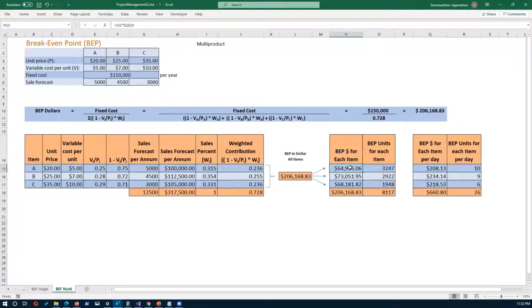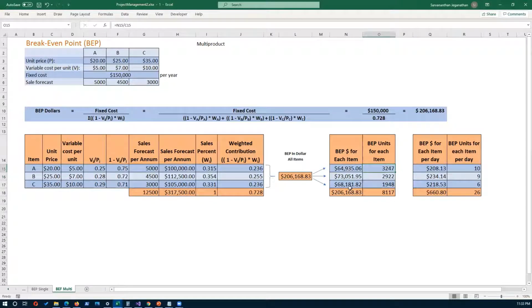So the $206,000 times the percent sale will give you the break-even point for item A. Similarly, you can calculate it for item C, and to find it in units, you take this dollar amount and divide it by the unit price. That should give you the break-even point in units for each item.